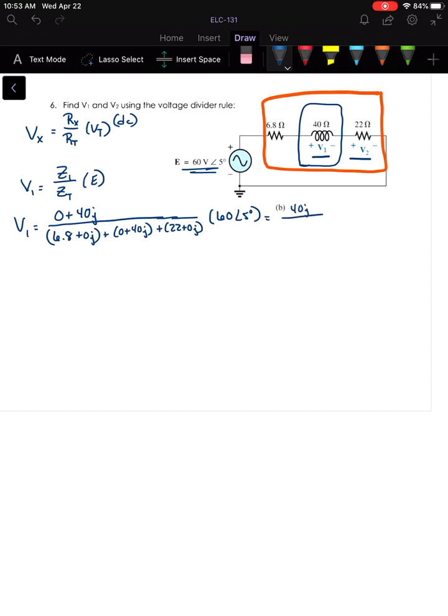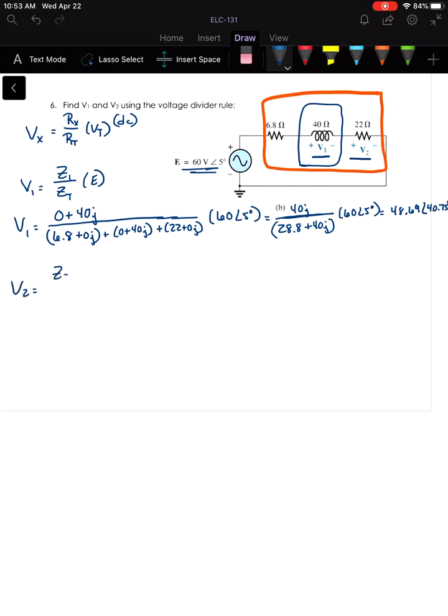Okay, so what is that? That's 40J on the top. And then we've got 28.8 plus 40J on the bottom. And if you're putting that into your calculator, put that in parentheses on the bottom there. Times 60 at 5 degrees. And that will give you 48.69 at an angle of 40.75.